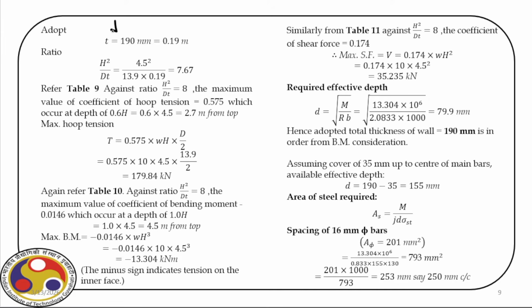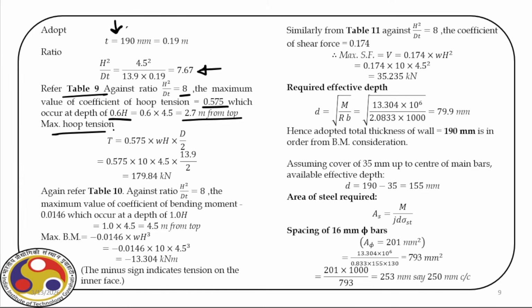So t is 190 millimeter, so H square by dt is 7.67. So from table 9, against a ratio of 8, we get the maximum value of hoop tension coefficient as 0.575, and which occurs at a depth of 0.6 H, that is 2.7 meter from the top.